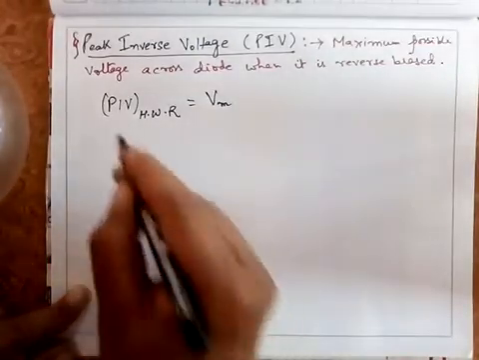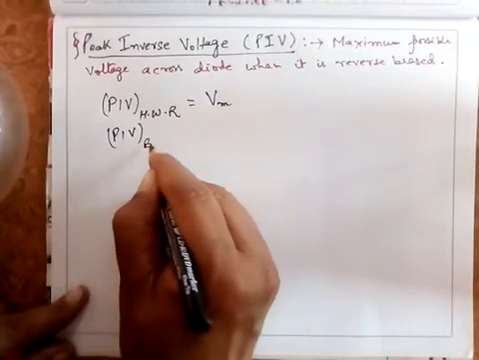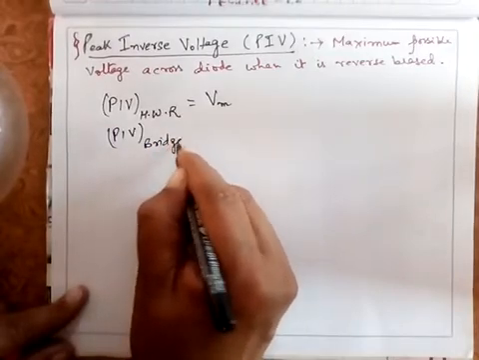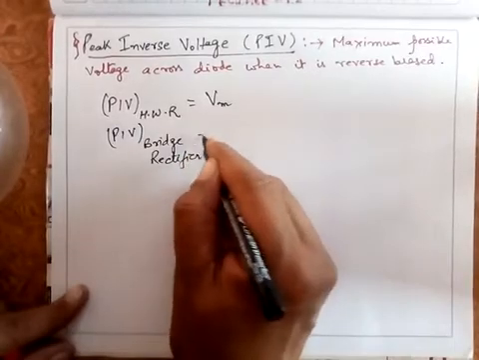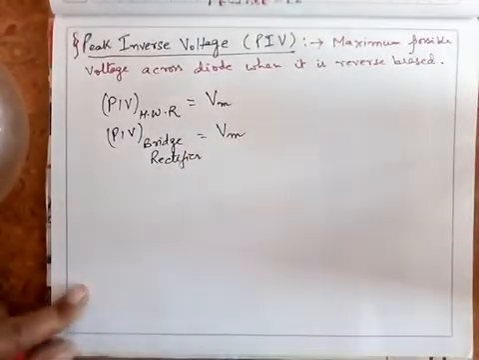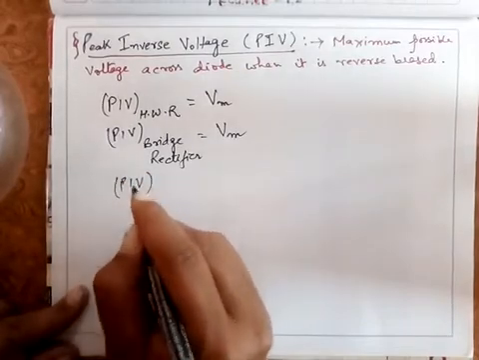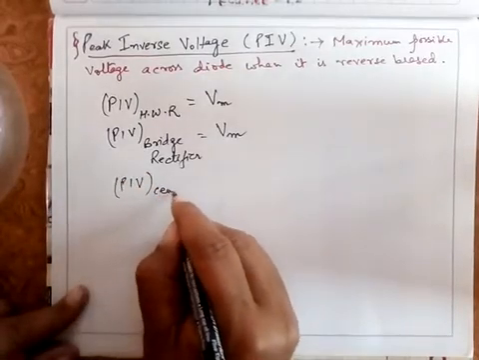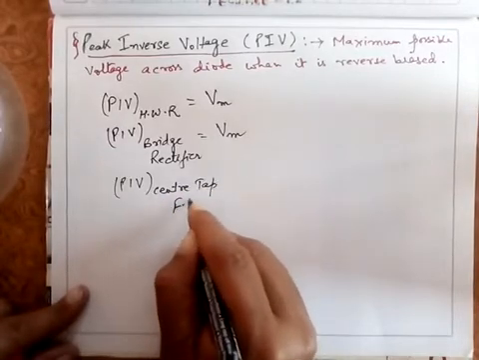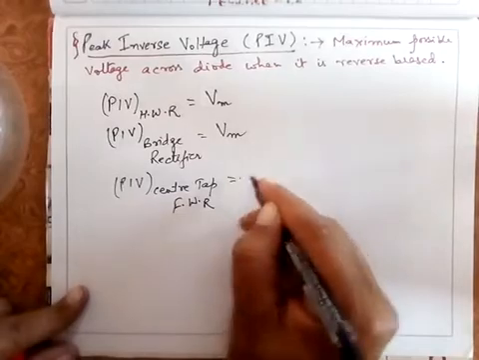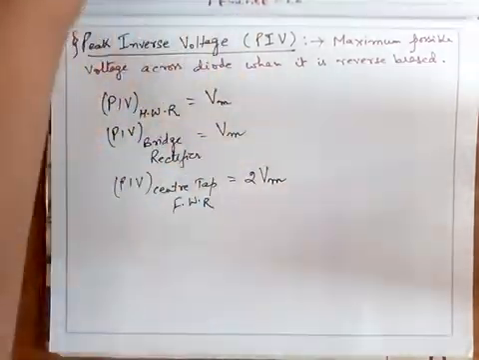Similarly, the peak inverse voltage of a bridge rectifier, that is a full wave rectifier, will again be Vm. Same logic. But the peak inverse voltage in a center tap full wave rectifier will be equal to twice Vm. That is the advantage of this. Why is it so? Just see.